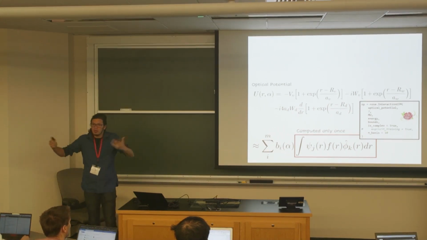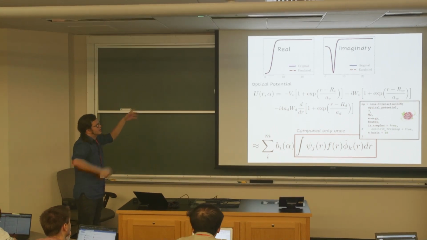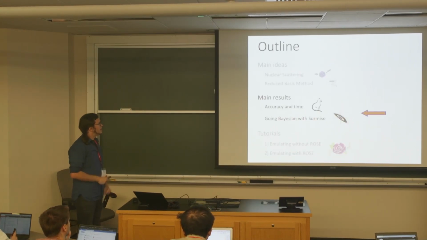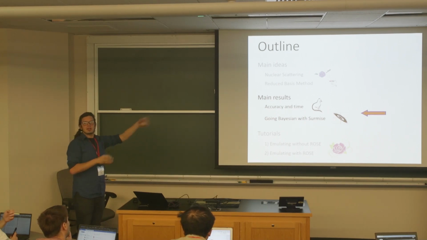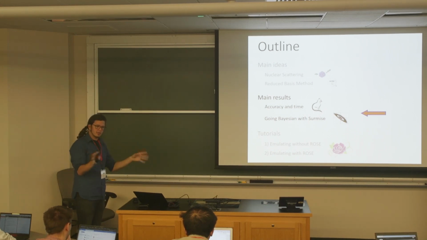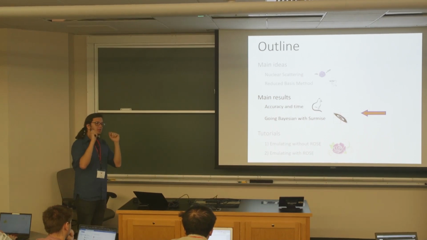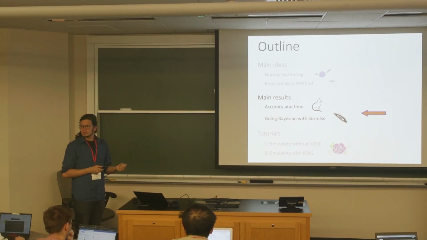And you can use it to actually do physics. And it reproduces the real and imaginary part of my potential very well. Okie dokie. Those were the main ideas. Now you're all experts in scattering and in the reduced basis method. Let me show you 2 main results of what you can do with this, and then we're going to jump to you actually doing this stuff. Any questions so far? Any clarifications?